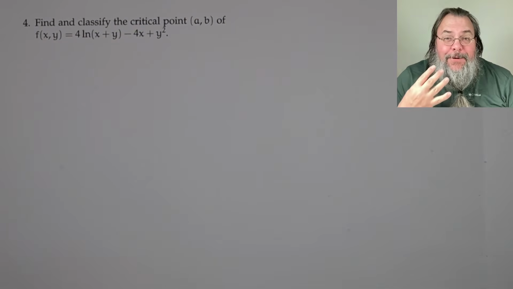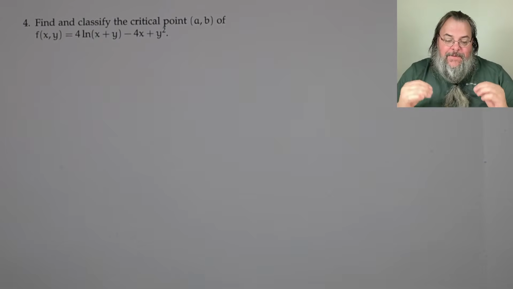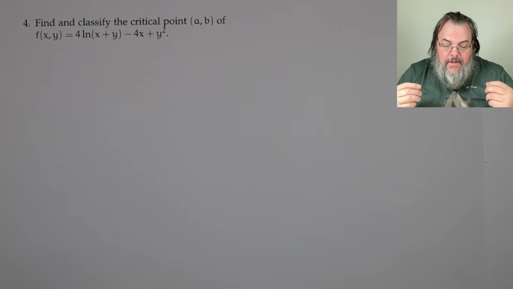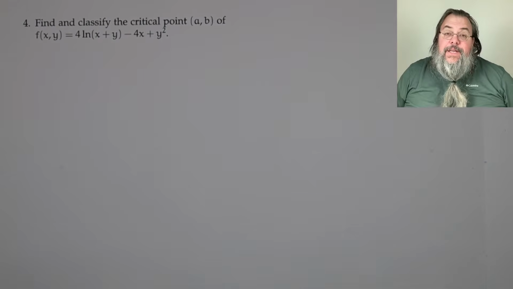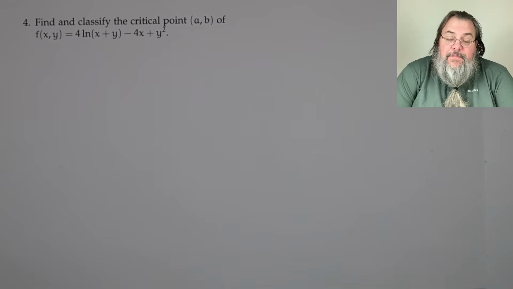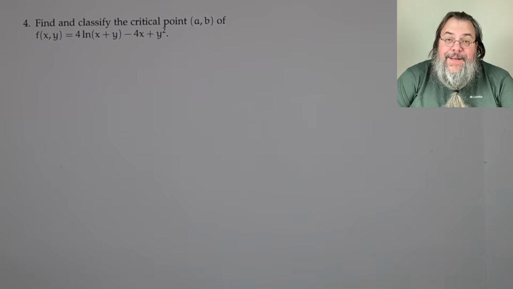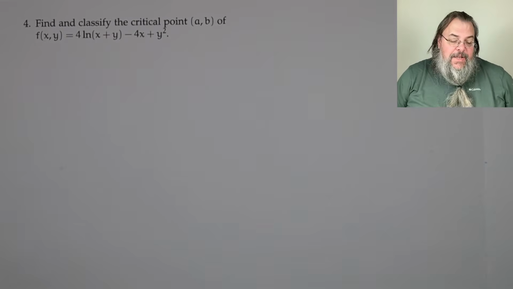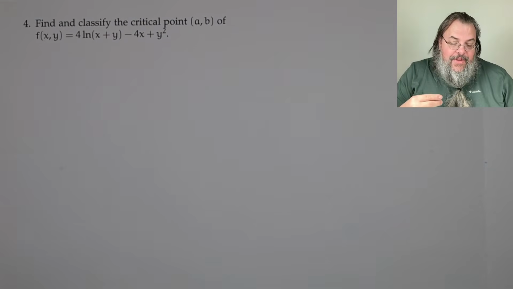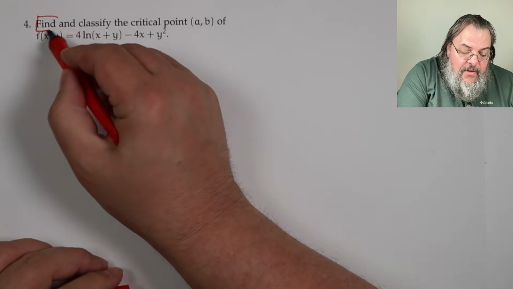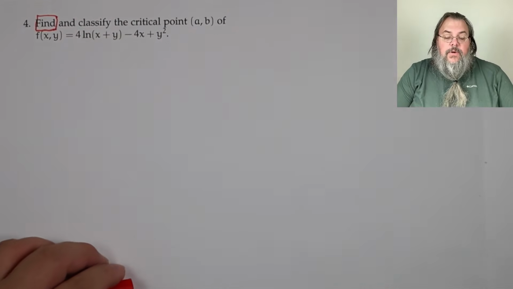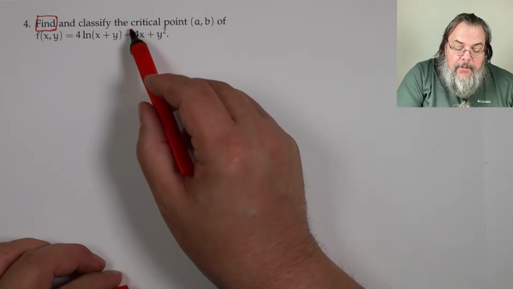All right, number 4. Find and classify the critical point, apparently there's just one, of f of x, y equals 4 log of x plus y minus 4x plus y squared. So this is going to be in 2 phases. First off, let's focus on the find stage. In the find stage, we're looking for a critical point.